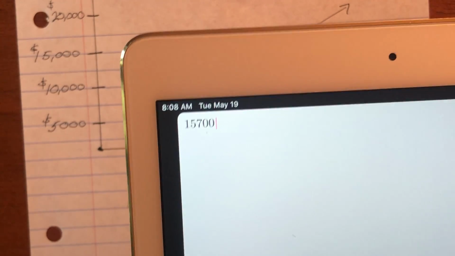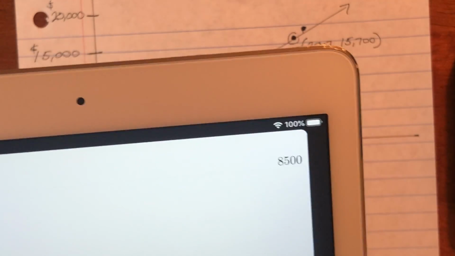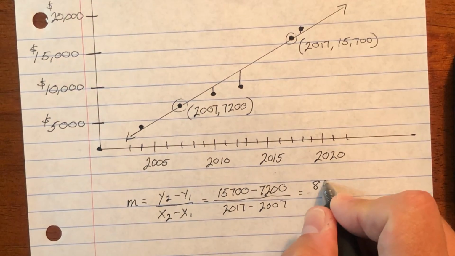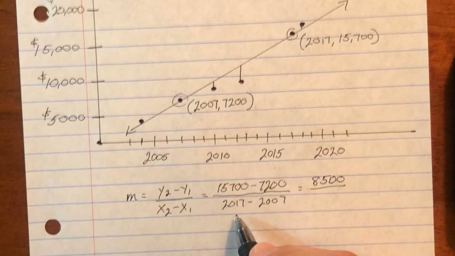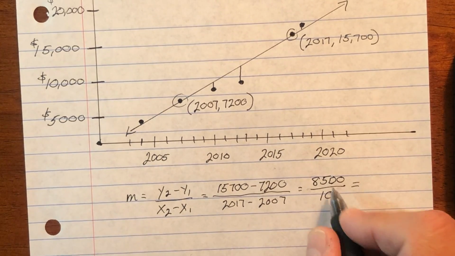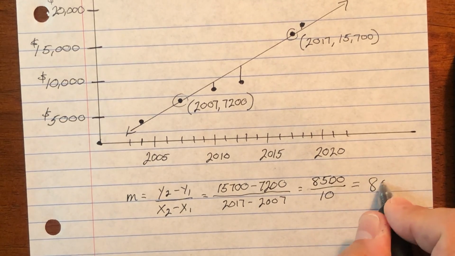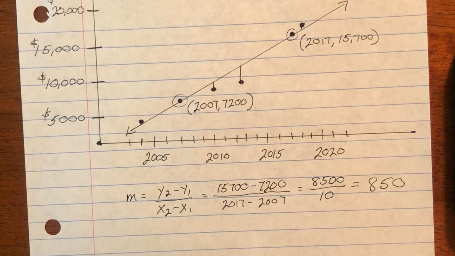15,700 minus 7,200, and that equals 8,500. So that's 8,500 divided by 2017 minus 2007, that's 10. So our slope, if we divide by 10, that's going to be 850. Okay, there's the slope. So what do you do next?